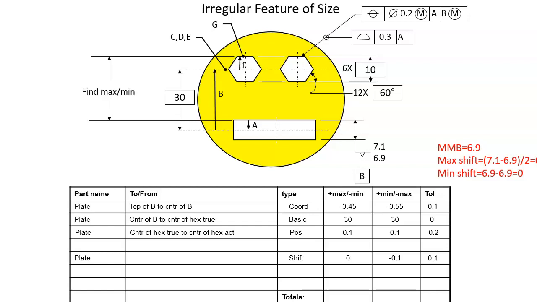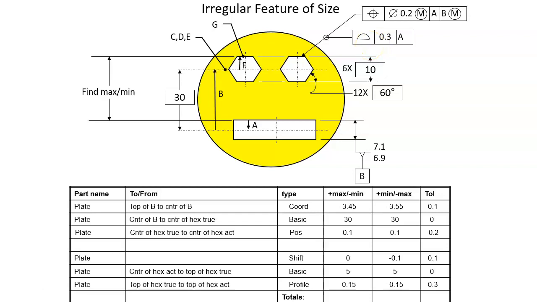Now we need to move on to step F, where we go from the center actual worst case of the hexagon up to the top true profile. So that's just a basic dimension. It's half of this 10, so it's 5. Then we have to go true profile to actual worst case profile with our profile of the surface, equal bilateral, 0.3, so half in each column, positive in the left, negative in the right. Now this information is going to give us what we need to know in order to do our bonus.